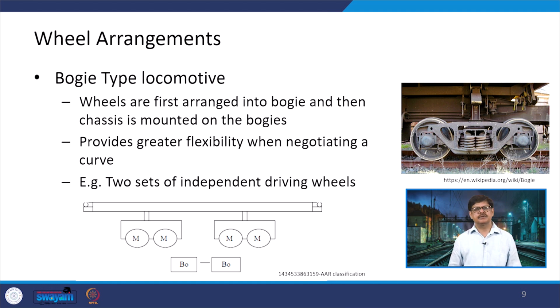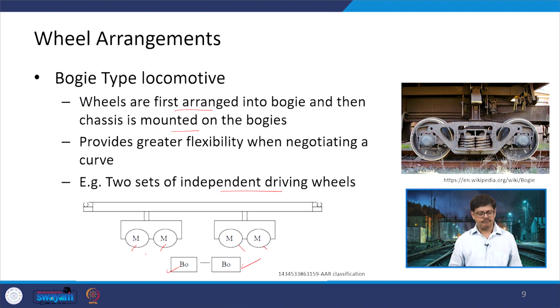Another type of a system is a bogie type of a locomotive where wheels are first arranged into the bogie and then chassis is mounted on the top of the bogie. So, that is the way the arrangement is being done. But this allows higher flexibility and it is better when the train is going to traverse a curve also. Now, say the example is being given here, we have again a motor unit here and motor unit here, and there are 2 independent driving wheels conditions. So, this is BO and then another one is also BO, and that is how these 2 are being defined.